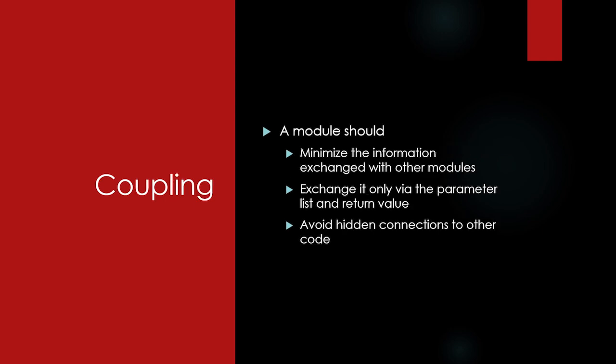Coupling is a little harder to understand, and it refers to the number of interconnections between various modules. And interconnections you can think of as accessing a variable somewhere else or passing information between them. So the only way you should be able to pass information in is via the parameter list of the function and the return value. Any other connection is a hidden connection, and it's very hard for people to find. And because it's hard to find, they don't know it's there, and this can result in bugs in the code.